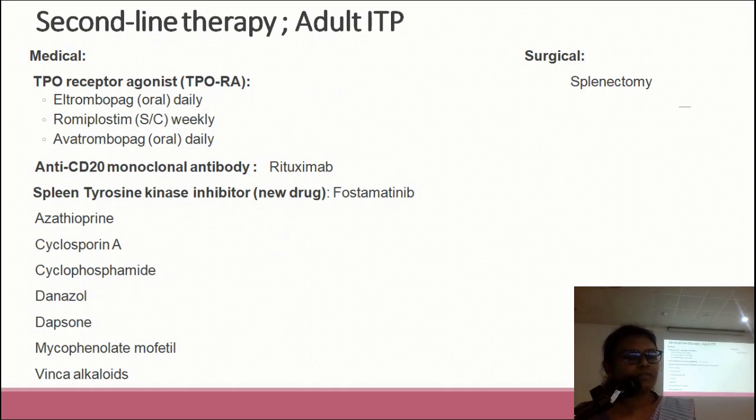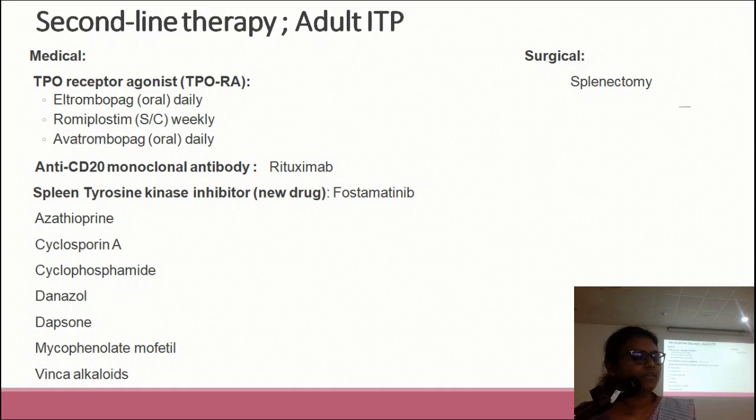So what is progressive multifocal leukoencephalopathy? It's a rare, fatal demyelinating CNS condition because of JC viral reactivation due to the immunosuppression.